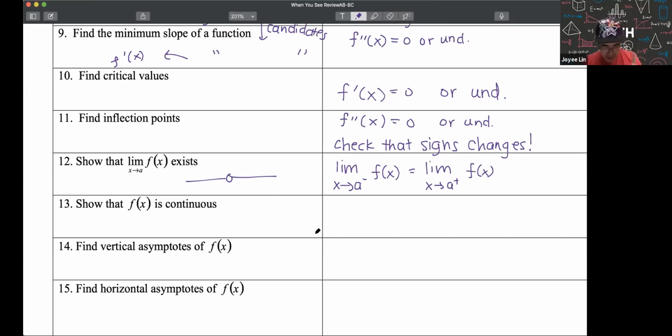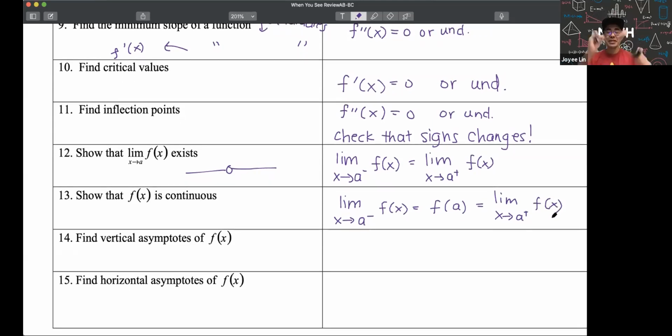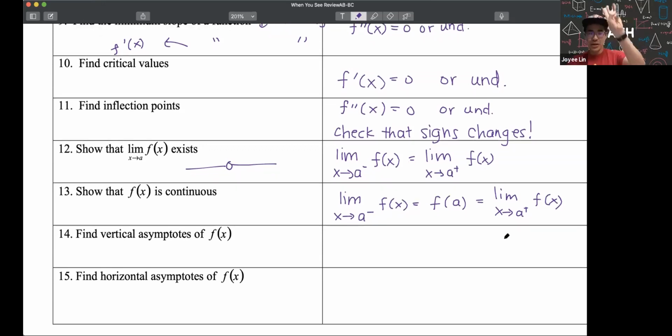Now that's different from number 13. Number 13 is where you need the value to exist. So number 13 is where you have all three of them. Limit from the left is equal to f of a is equal to limit as you approach from the right-hand side of f of x. Okay, so make sure you pay attention to the difference there. Print out this cheat sheet if you want when we're done with this, but 2 things for limit, 3 things for continuity.